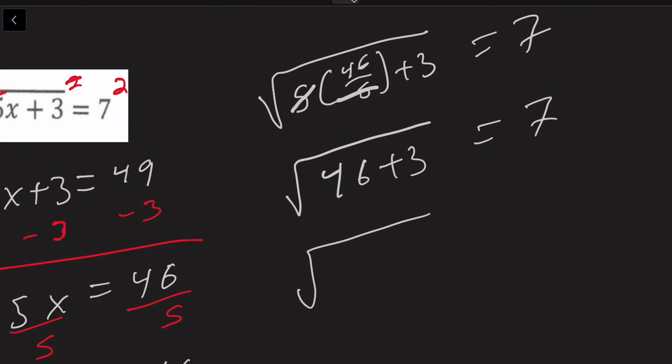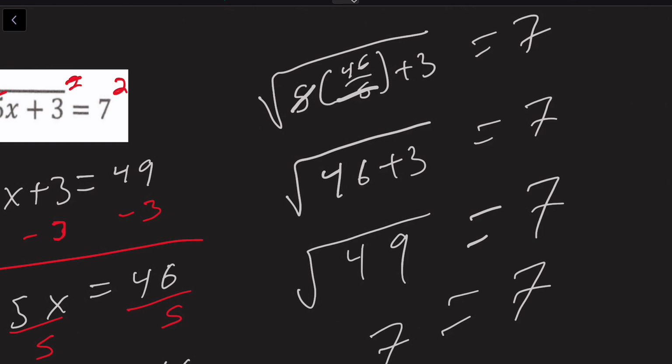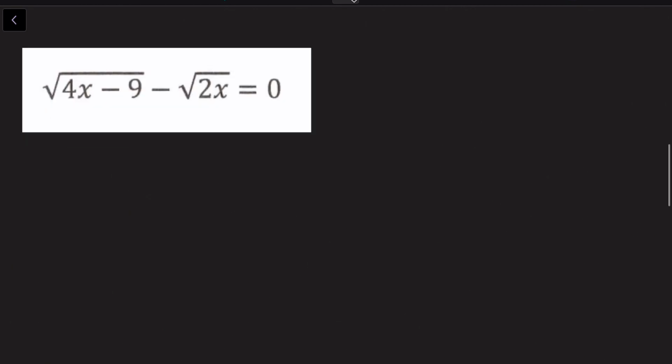46 plus 3 is 49. So square root of 49 is equal to 7, and that is actually true. The square root of 49 is 7. So this checks out. Our next equation, we have two radicals. We have the square root of 4x minus 9 minus the square root of 2x. I want to isolate one of these radicals, and we can actually isolate them both at the same time.